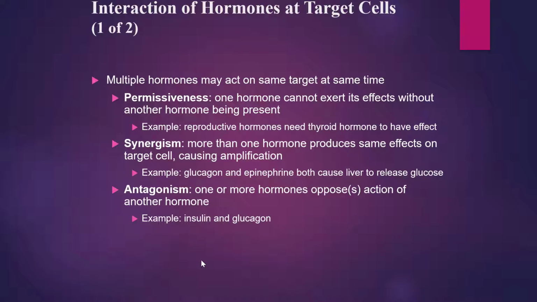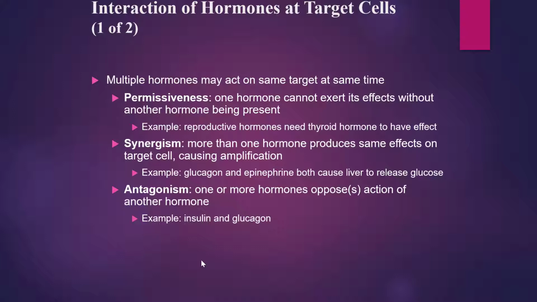Okay, let's take a look at the interaction of hormones at target cells. Multiple hormones may act on the same target cell at the same time. Permissiveness is an interaction where one hormone cannot exert its effect without another hormone being present. An example of this is the reproductive hormones needing the effect of the thyroid hormone so that the effect is going to be complete.